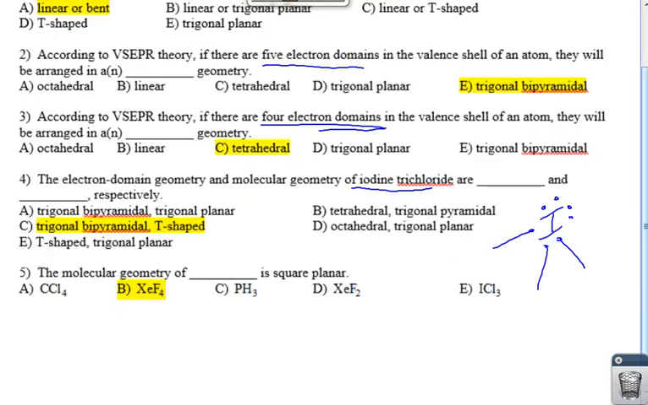XeF4, Xe has 8. 1, 2, 3, 4, 5, 6, 7, 8, and there's 4 fluorines coming off of it. That's going in 1, 2, 3, 4, 5, 6 directions. So it's somewhere in that octahedral family. The others don't quite do that square planar. Some of them do linear, some do tetrahedral.